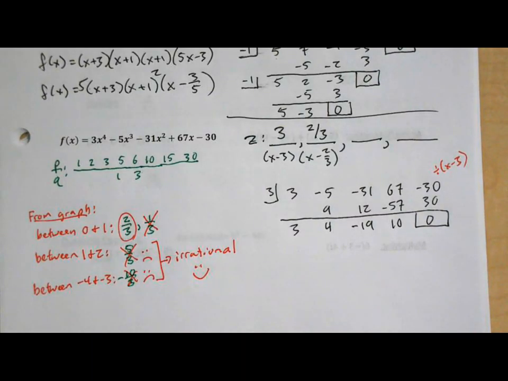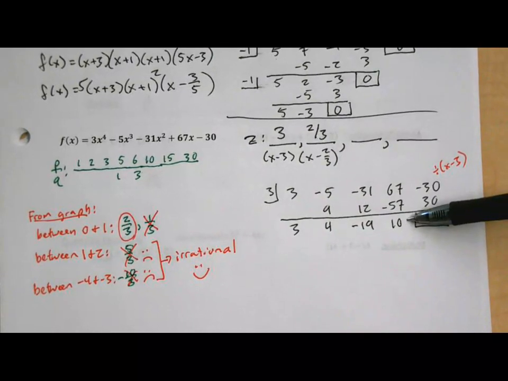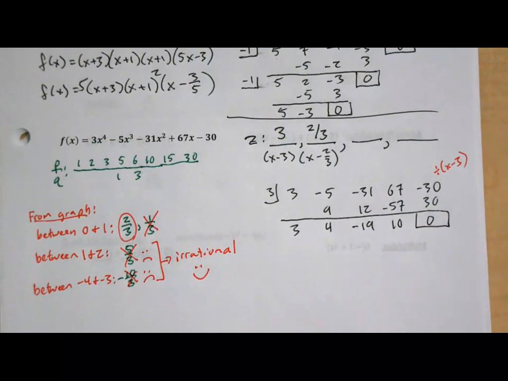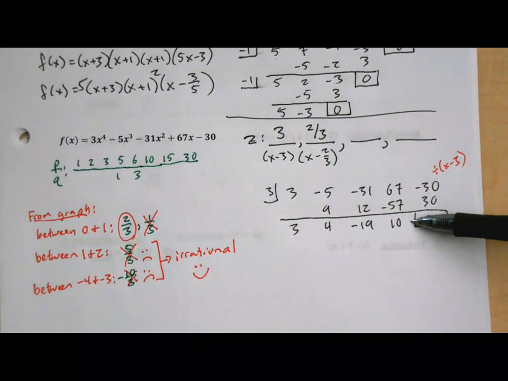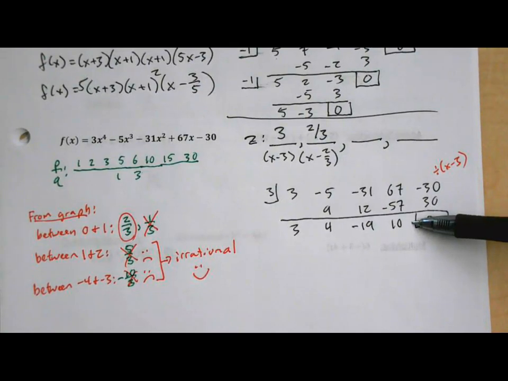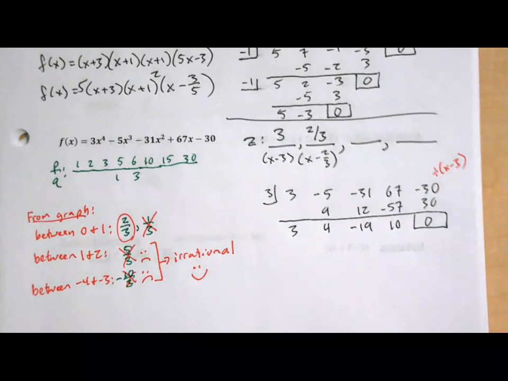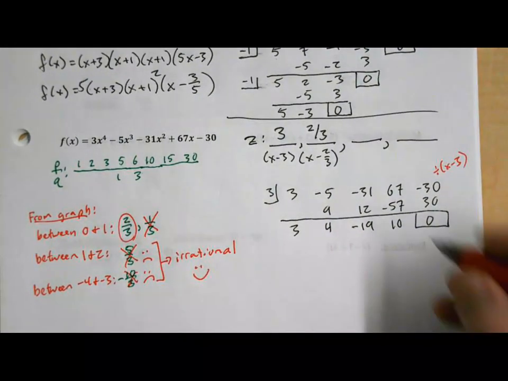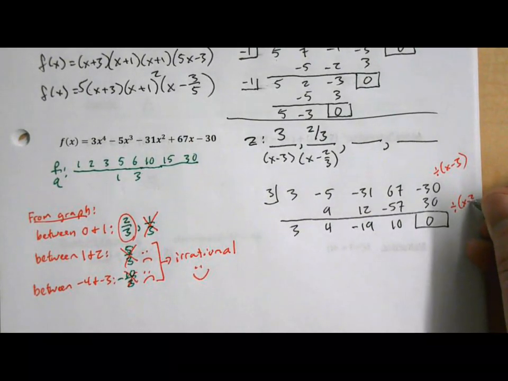So we took our original polynomial, we factored out an x minus 3. Now we've got this smaller polynomial. This guy's called the depressed polynomial, by the way. It's smaller. So here's our depressed polynomial. We can depress it even further by dividing out anything else that we know, which we do. We got 2/3 here. Let's divide that out too. So now I'm going to divide this polynomial by x minus 2/3.